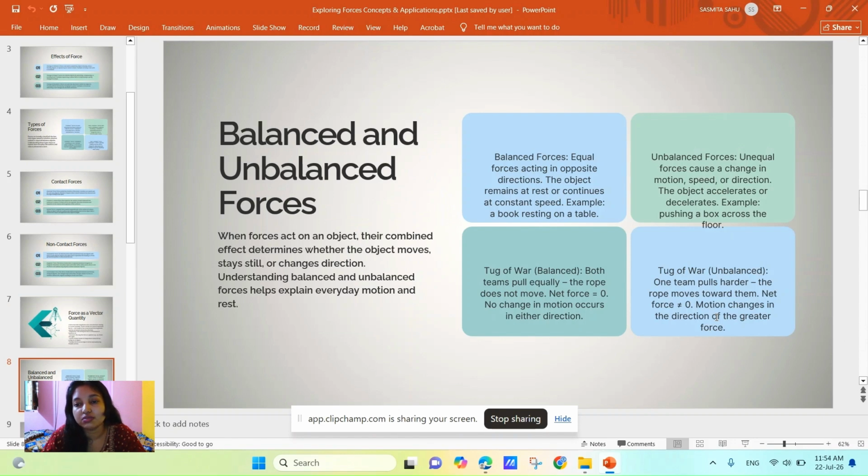Unbalanced forces: unequal forces cause a change in motion, speed or direction. The object accelerates or decelerates. Example, pushing a box across the floor.